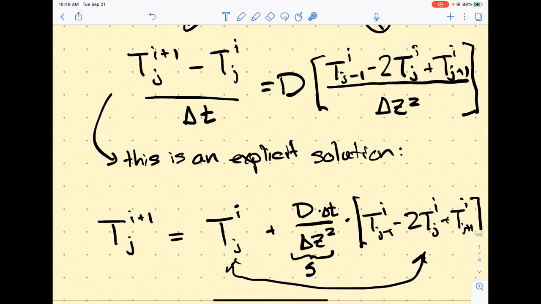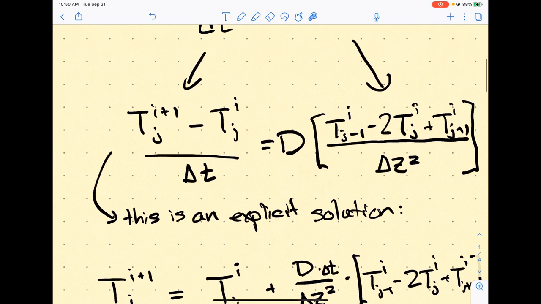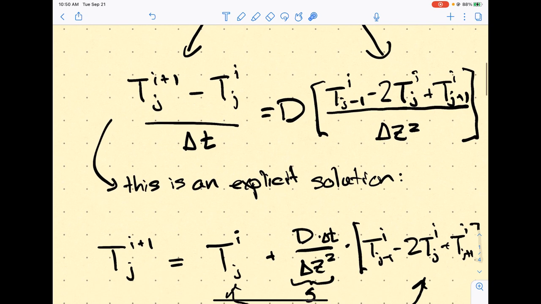Okay. So if we go back to this equation, when we split up our temporal and our spatial derivatives, you'll recall that we made an important choice here. The choice was that the spatial derivative, the so-called Laplacian, the spatial second derivative, we were going to compute at the current time step, or at the previous time step. And that allowed us to have one equation in one unknown.